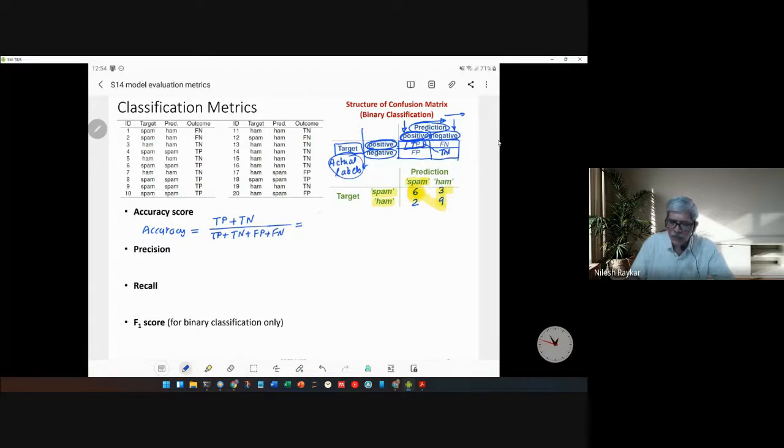So let's calculate this particular score. It will be true positive and true negative, 6 plus 9, divided by the total number, 20. So that is equal to 0.75. That means out of all the samples, 75% are predicted correctly. Whether positive or negative, you are not bothered. So spams and hams are predicted correctly 75% of the time.